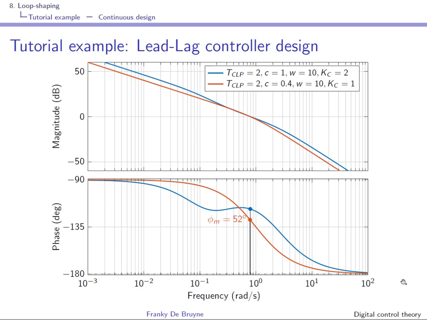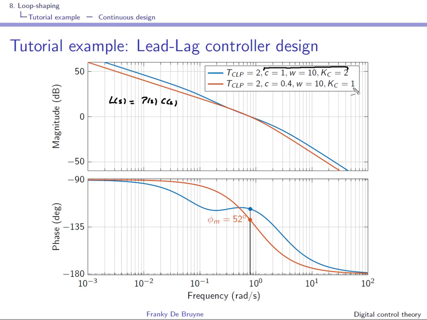So what you see over here is the Bode diagram of the loop gain P times C. In blue you have this for the original parameters that you see over here, and clearly the phase margin is more than this 52 degrees. Also, the transition is not very smooth.